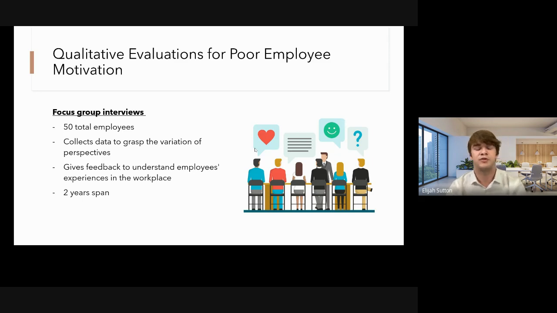A few examples of questions that will be asked during these interviews would be: how well do you feel your work is recognizing you, or what type of work environment do you work best in? Just some questions like that.